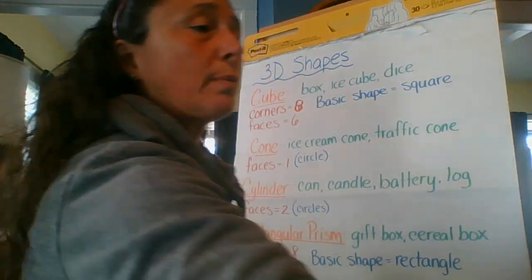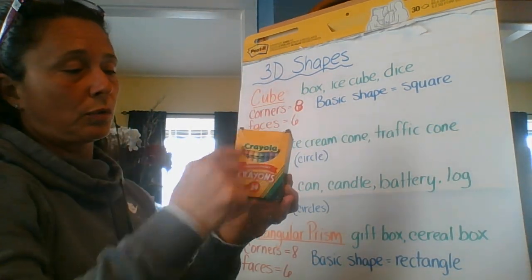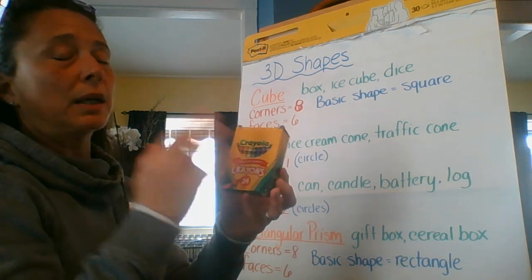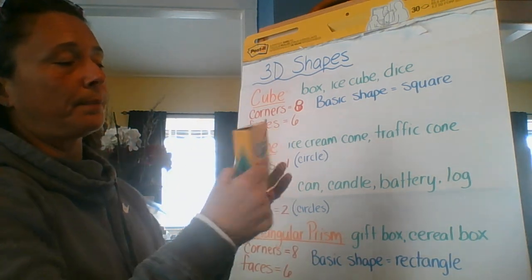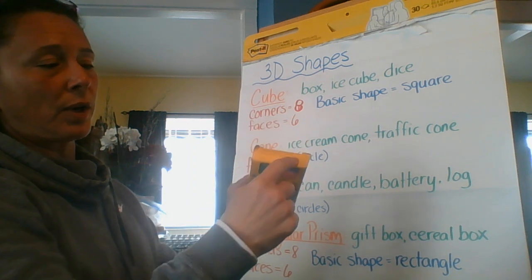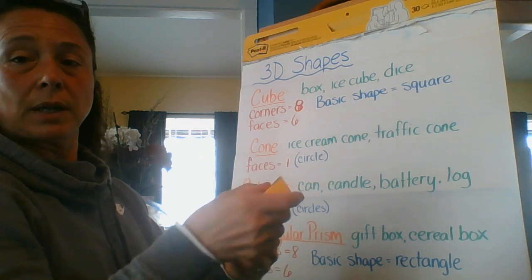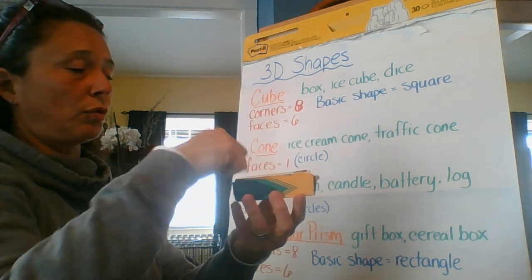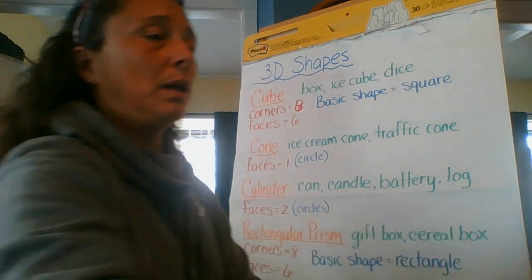Okay. Crayon box. Rectangular prism. 2 long sides, 2 short sides. Count how many rectangles you see, how many faces. 1, 2, 3, 4, 5, 6. Count the corners. 1, 2, 3, 4. Flip it over. 5, 6, 7, 8. Right?